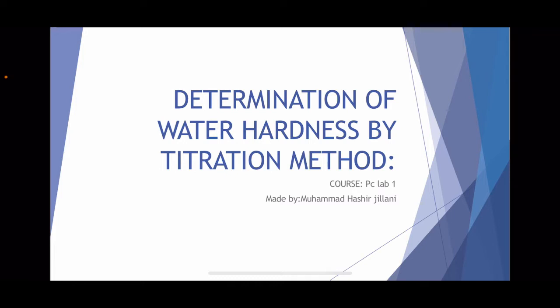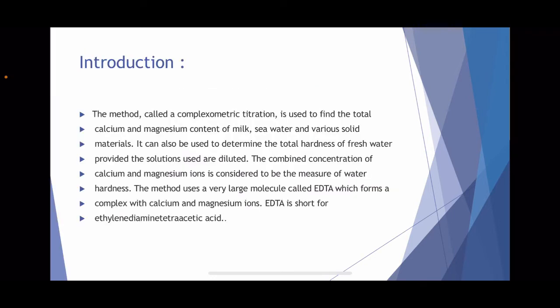We'll start off with the basic intro. The method called a complexometric titration is used to find the total calcium and magnesium content of any solution. It can be milk, it can be seawater, or it can be normal water. The degree of water hardness is determined by the extent of calcium and magnesium ions present in the water. If they are present in larger extent, the water is more hard. If they are present in lower extent or if they are absent, the water is called soft water.